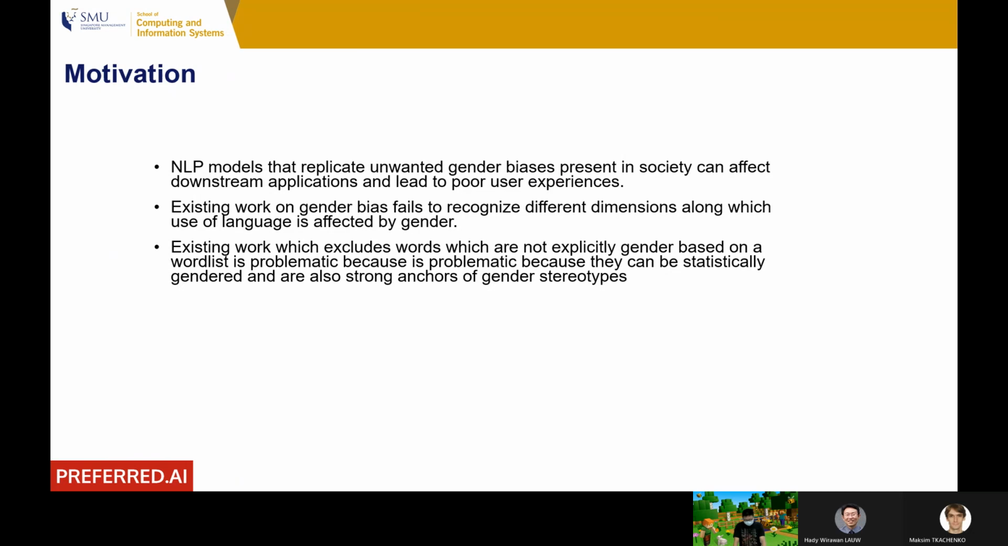Existing work on gender bias fails to recognize different dimensions along which use of language is affected by gender. The existing work which excludes words that are not explicitly gendered based on a word list is problematic because there can be strong anchors of gender stereotypes.